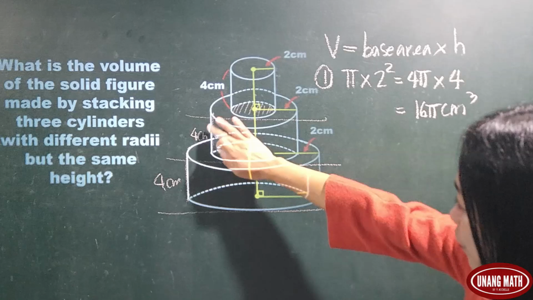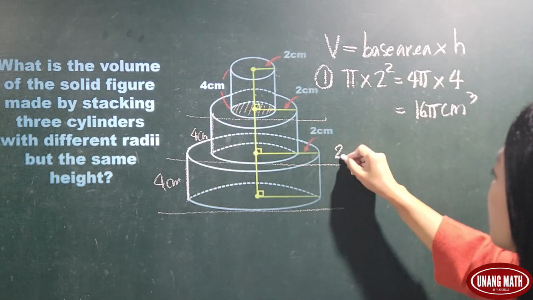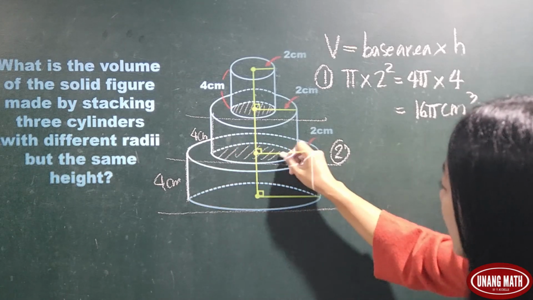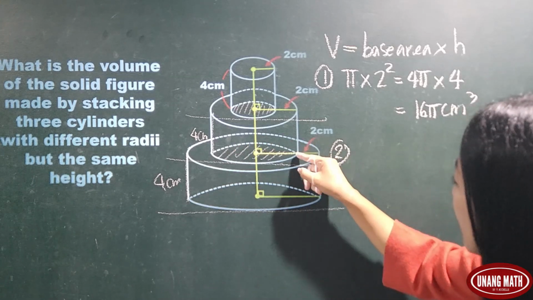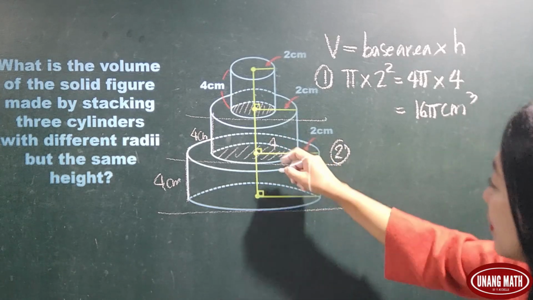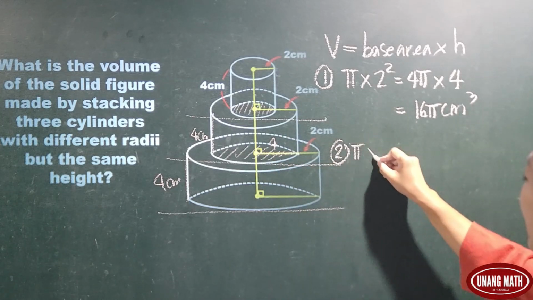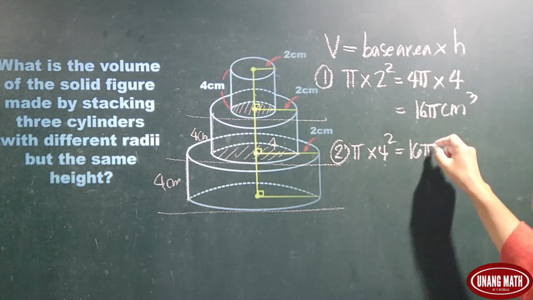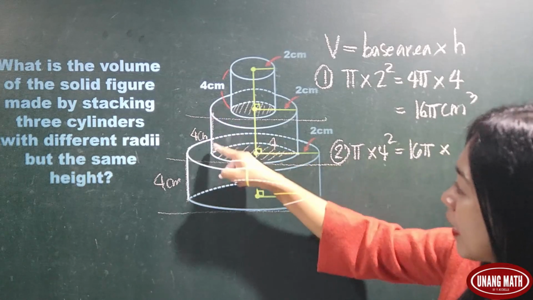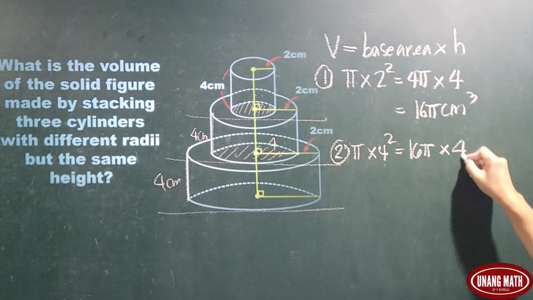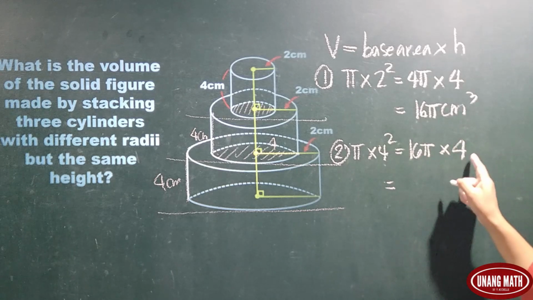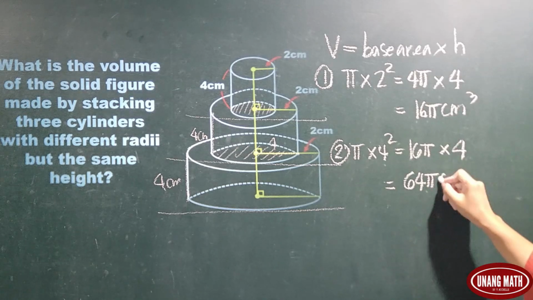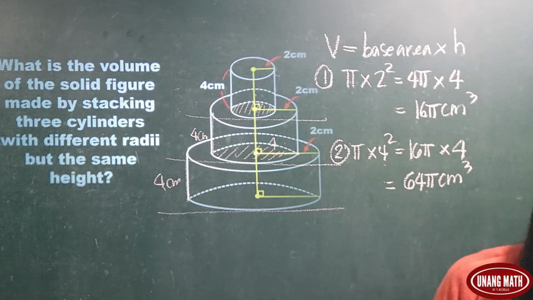Okay, let's move on to the second cylinder. So first, get the area of the base or of this circle. This time, the radius is 4 centimeters. So pi times 4 squared, so this is equal to 16 pi. And we have to multiply this one by the height of the cylinder, which is 4 centimeters. So 16 pi times 4, that's equal to 64 pi. So 64 pi cubic centimeters.